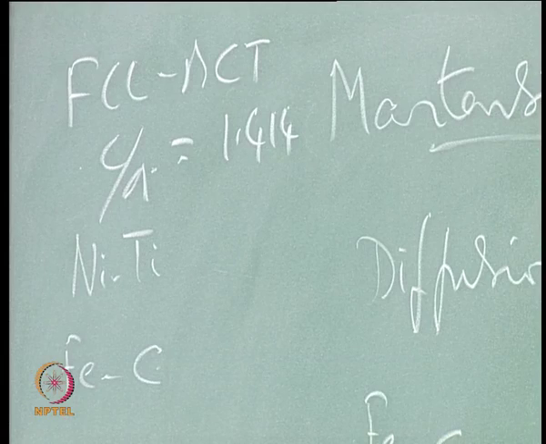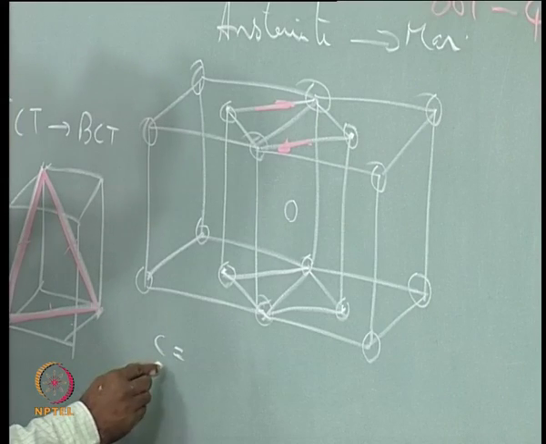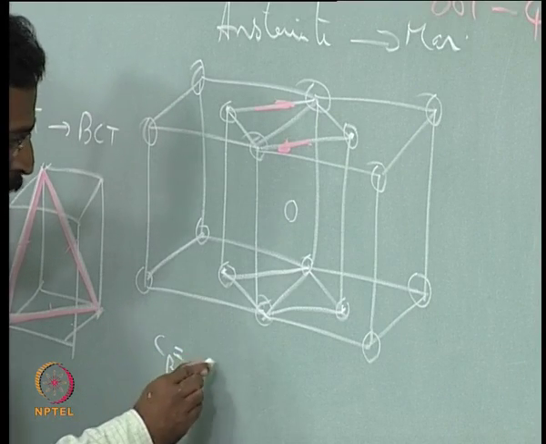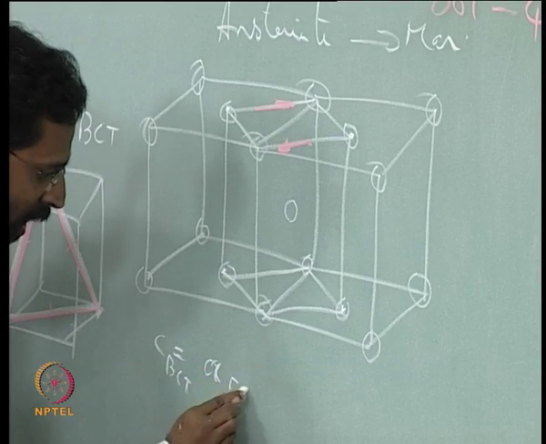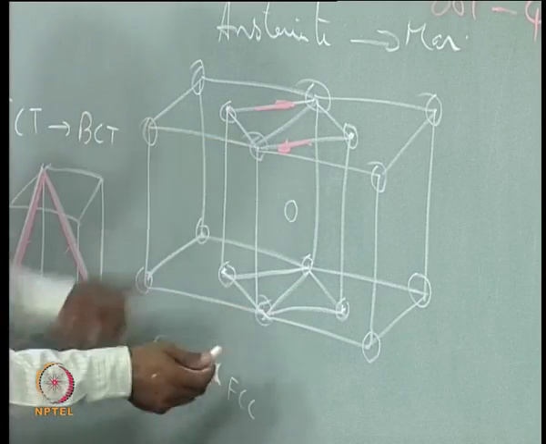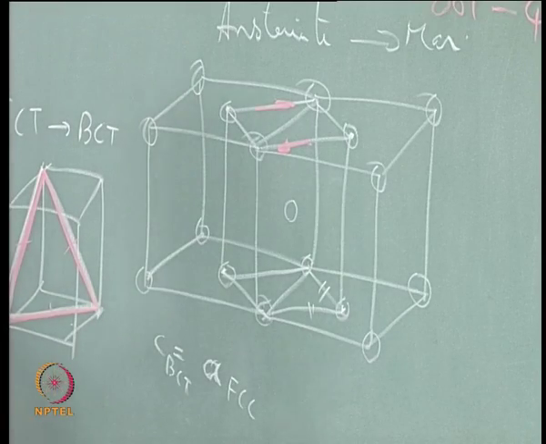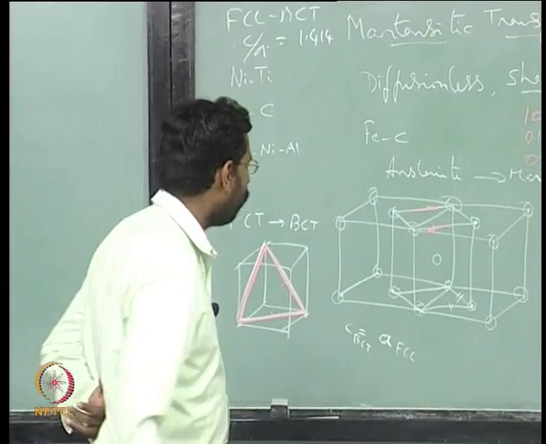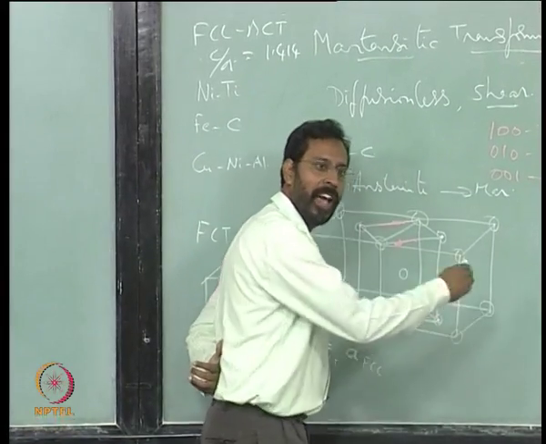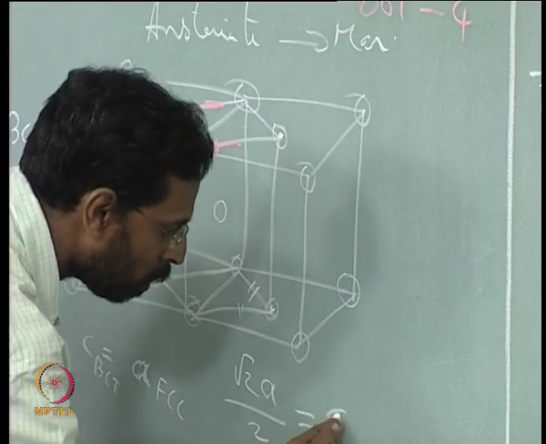Why? You can see the C now is same as A. C of the BCT is equal to A of the FCC, am I right? Nothing is happening to this. The only thing is now the A and B of the BCT are these two, and those two, when you compare with the original FCC structure, they are what? Half of the face diagonal. Face diagonal is root 2 a by 2. So, that means a by root 2.